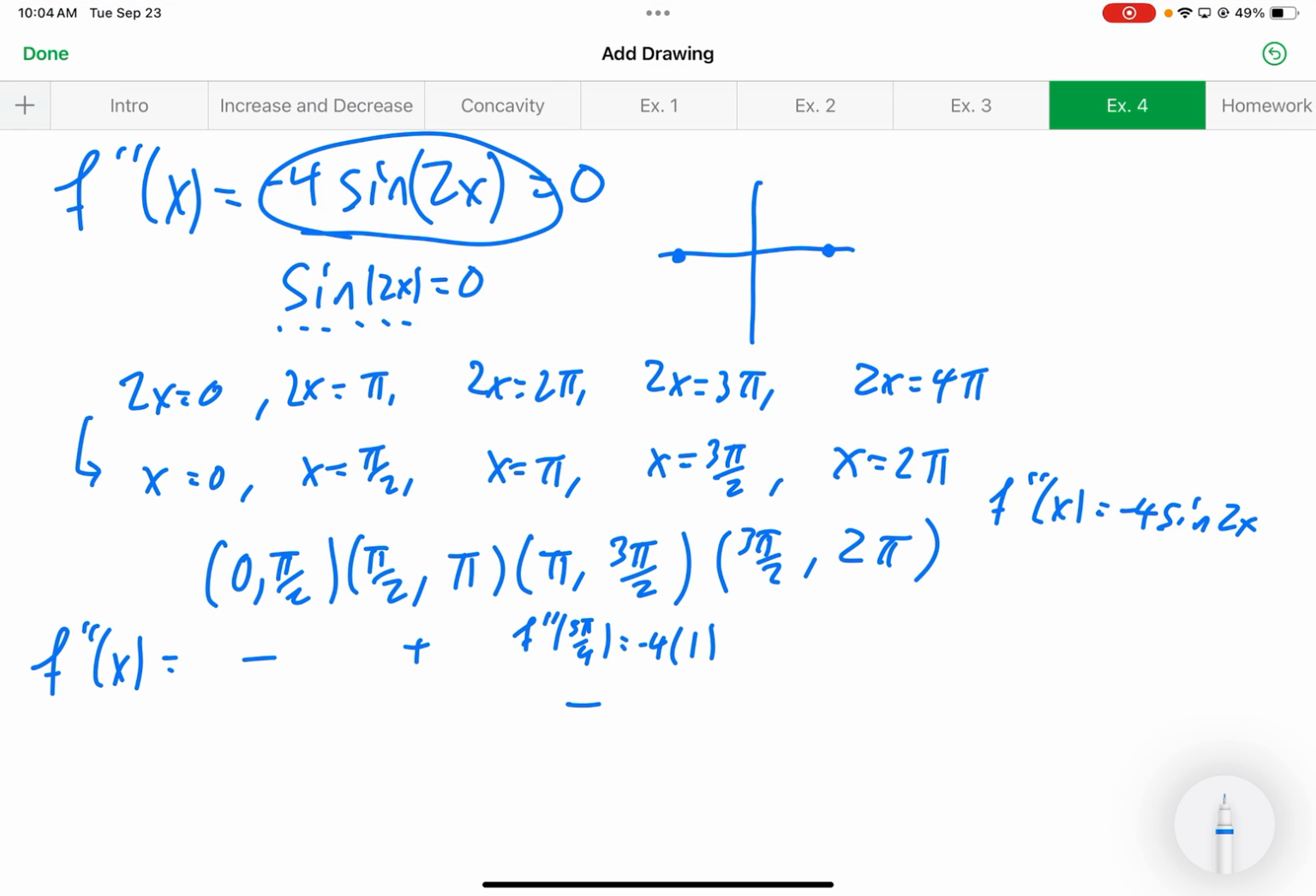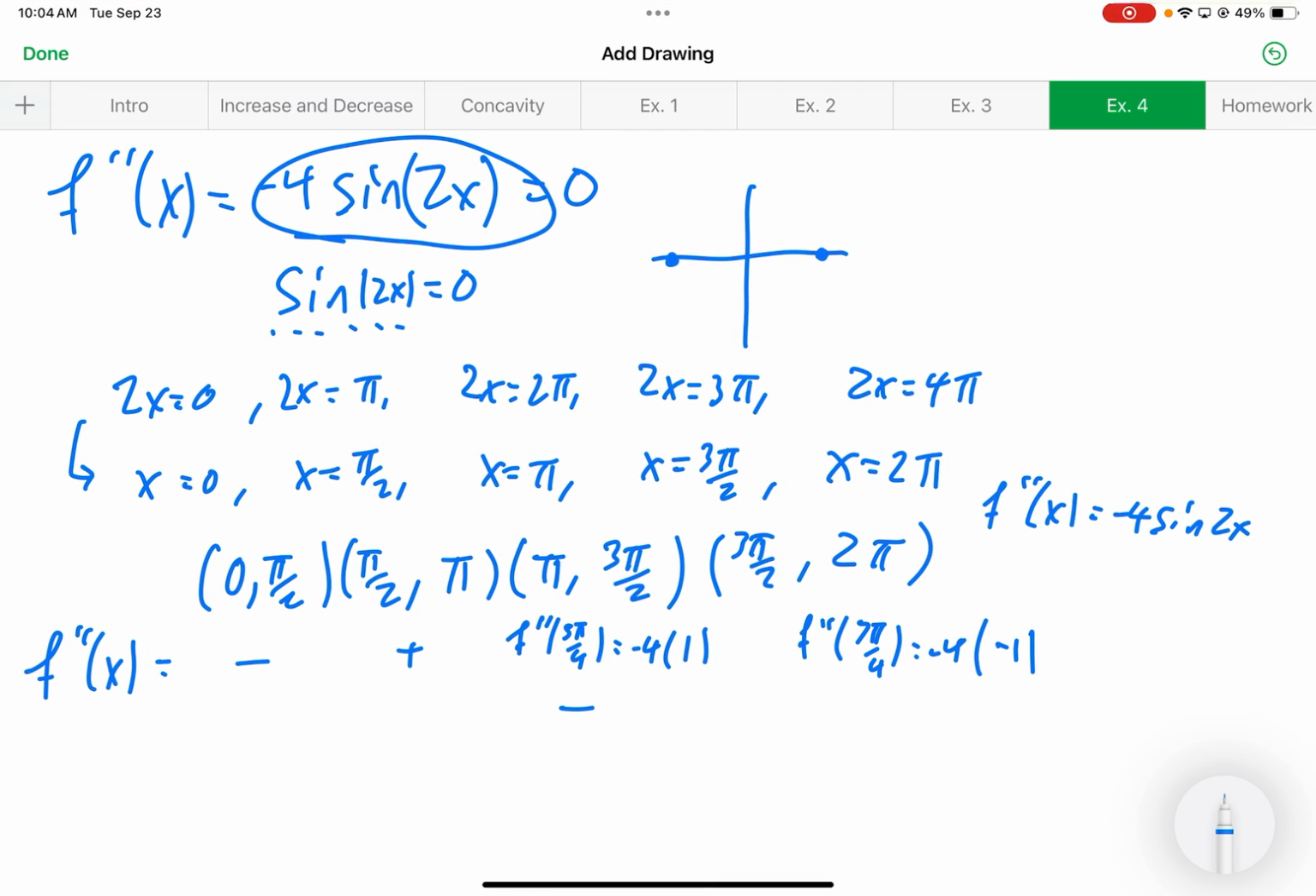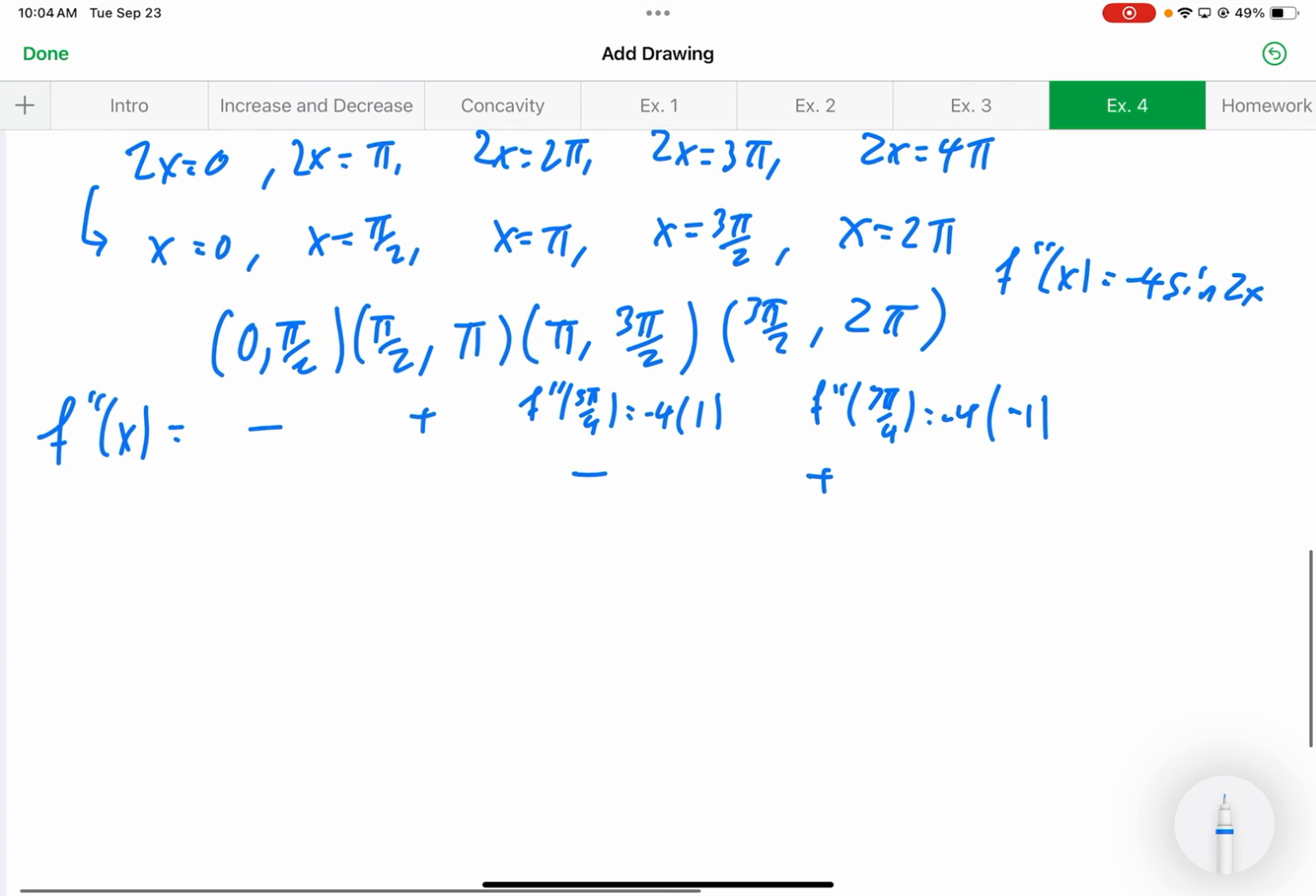And then last but not least, between 3 pi over 2 and 2 pi, seven pi over 4. So f double prime of 7 pi over 4 would give me negative 4 times, okay, 2 times 7 pi over 4 is 7 pi over 2. Is that going to be north or south? So that'd be south, right? So that's a negative 1. So negative 4 times negative 1 gives me a positive value.